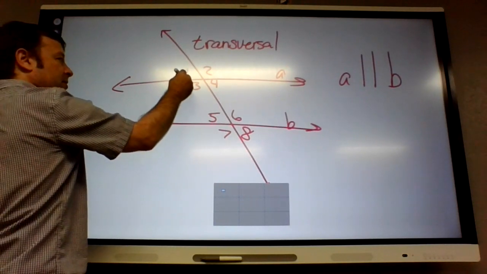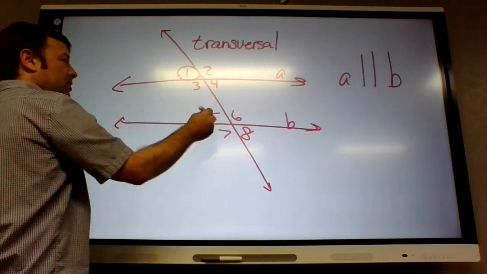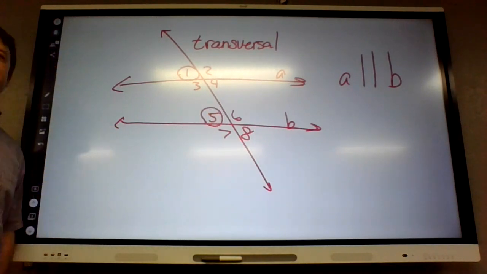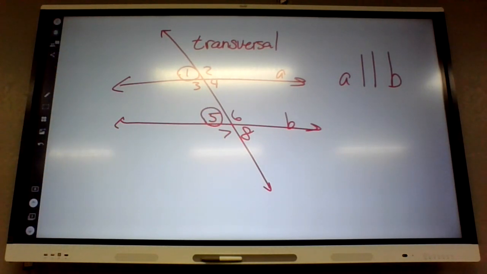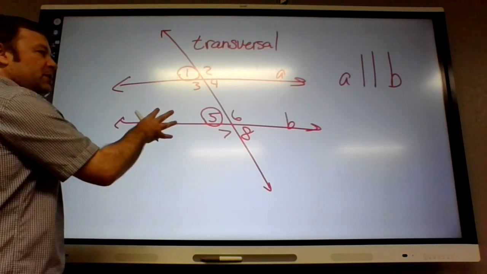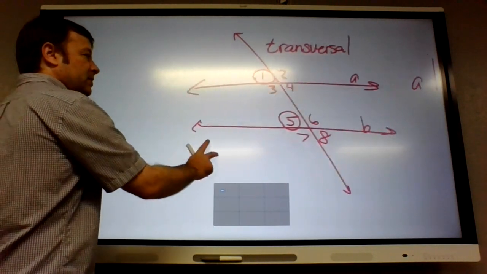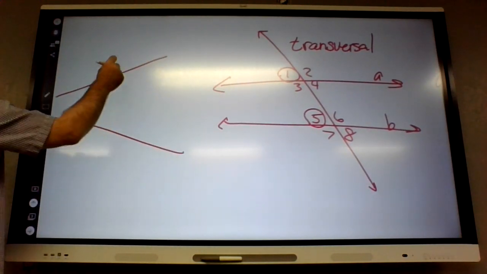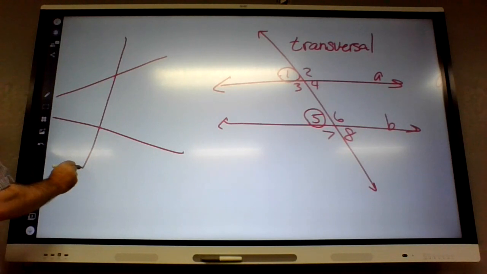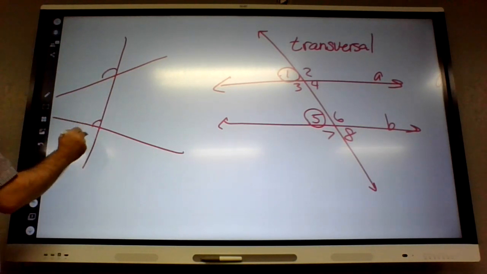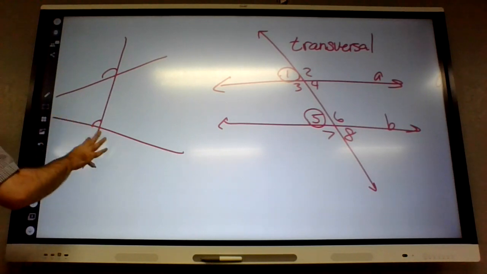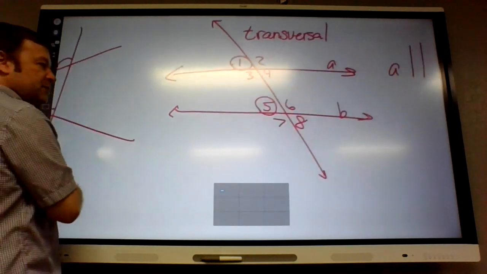What do you think we can say about angle 1 and angle 5? They're the same. Right, they're congruent. So this only works if the lines are parallel. If I had two lines like this, and the transversal is like this, are these two angles the same? No, this one's a lot smaller. So this only works if lines are parallel.